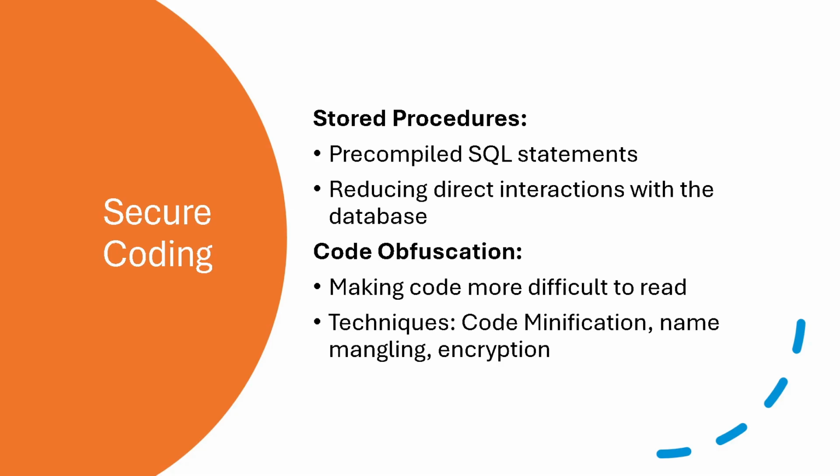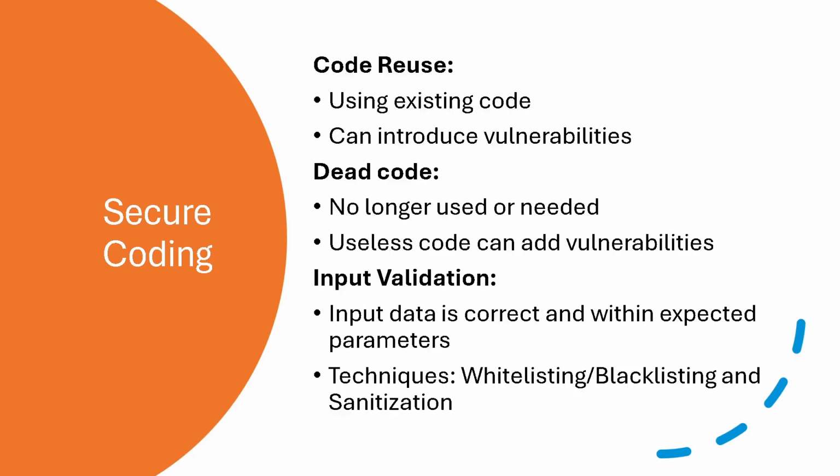Code obfuscation is a practice that makes code more difficult to read. This does not necessarily change the functionality of the code, just makes it more difficult for humans to read it. Some of the techniques that we use for code obfuscation are code minification, name mangling, and encryption. Code reuse. If we use existing code from an older application, or we use an older code, it can introduce vulnerabilities to a newer application.